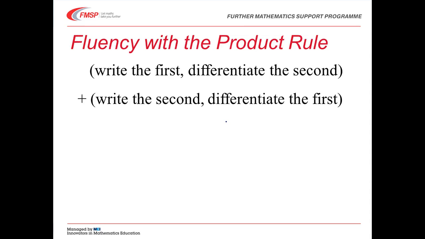Here's the product rule written informally. Write the first, differentiate the second, plus write the second, differentiate the first. As with the chain rule, we're aiming to be able to do this mentally.